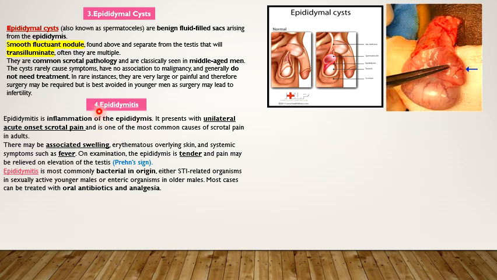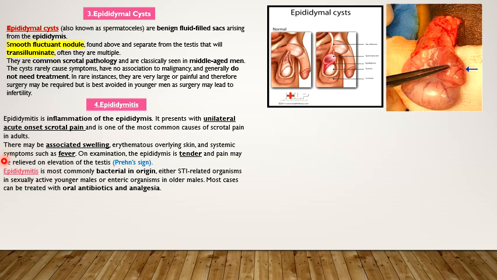Then the next condition is inflammation of the epididymis, known as epididymitis. Epididymitis, or inflammation of the epididymis, is usually unilateral and acute, and presents as acute scrotal pain. One of the most common causes of acute scrotal pain, or unilateral pain on one side of the scrotum, is epididymitis. It may be associated with swelling, erythema over the skin, and systemic symptoms such as fever.